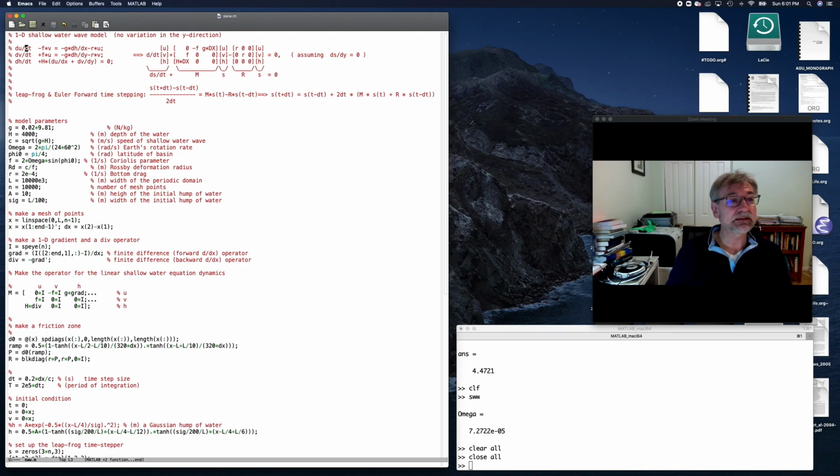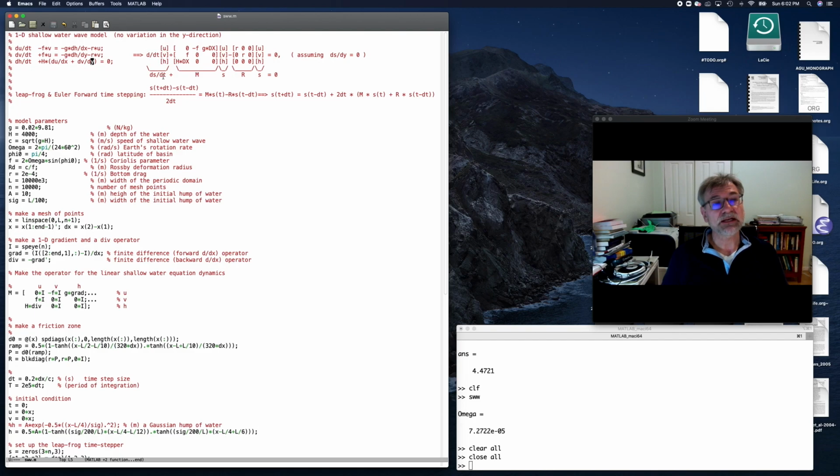Alright, so du/dt is equal to f v minus g dh/dx minus r u, where r is the friction coefficient and f is the Coriolis parameter. And then dv/dt plus f u is equal to minus g dh/dy minus r v, and dh/dt, the continuity equation, is minus h times du/dx plus dv/dy. Now, since we're assuming there's no y variation, dv/dy will be 0 and dh/dy will be 0. So these equations can be written in vector form, where the state S of the model of the ocean is set up as a 3-variable system, u, v, and h.